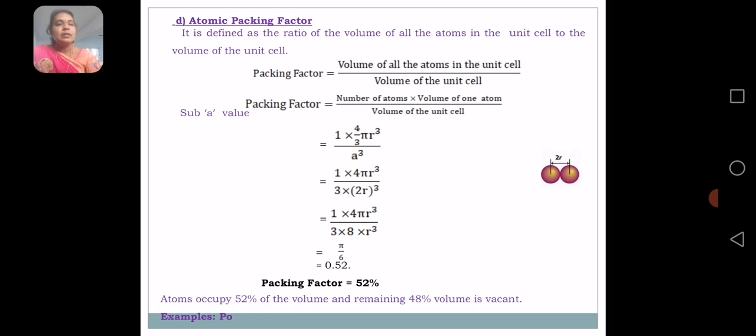So simplifying this expression we get pi by 6. So pi by 6 is equal to 0.52. So the packing factor of the simple cubic crystal system is 52%. So finally we conclude that the atoms occupy 52% of the volume and the remaining 48% is vacant. So the simple cubic crystal structure is a loosely packed one. The example of the simple cubic structure is polonium. Here we note that only one element in the periodic table exists in the simple cubic crystal structure.